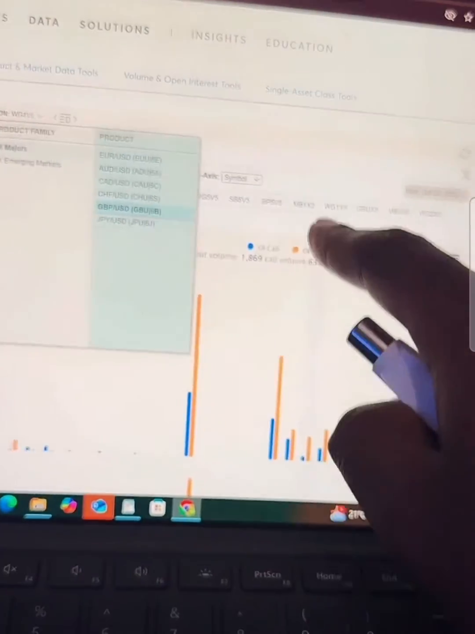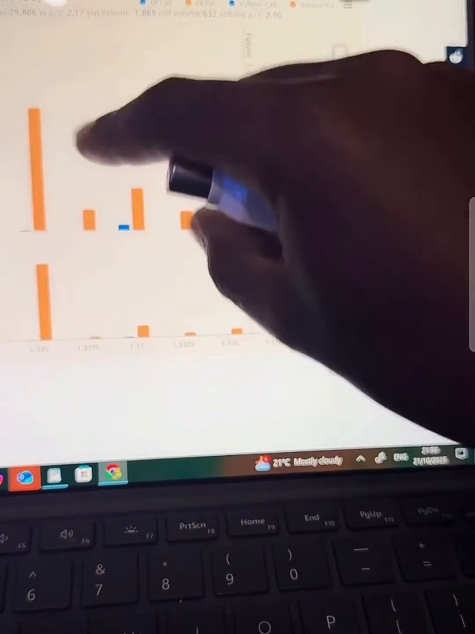Anyway, I wanted to talk about the open interest profile. I mean, you see here.